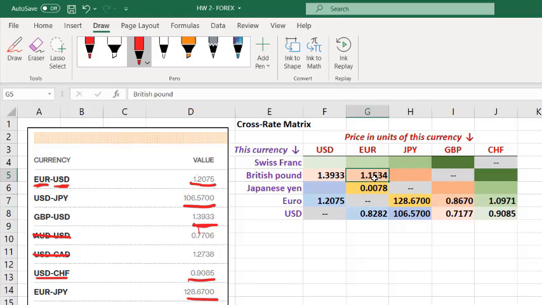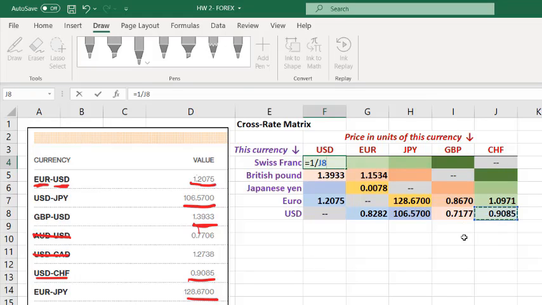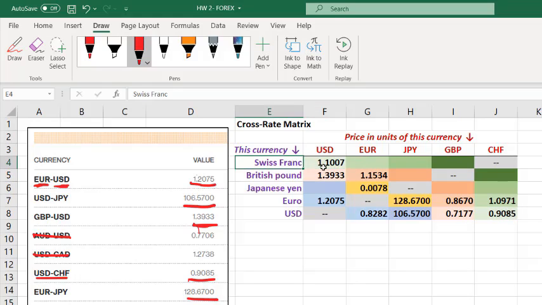So a pound costs 1.15 euro. All right, we have the dollar priced in Swiss francs here. That's from our table, 0.908 Swiss francs per dollar. Now we can do the Swiss franc in terms of dollars. That's going to be 1 divided by the Swiss franc price of dollars. So a Swiss franc is worth $1.10. That's what that's telling us.